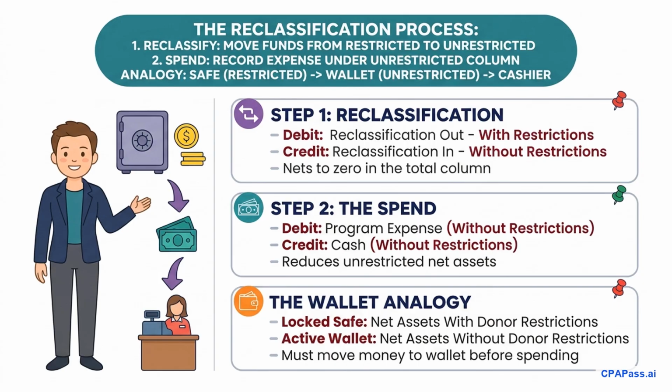Think of this like moving cash from a locked safe, representing restricted assets, into your active wallet, representing unrestricted assets, right before you hand it to a cashier. The safe is unlocked first, then the cash is spent from your wallet.